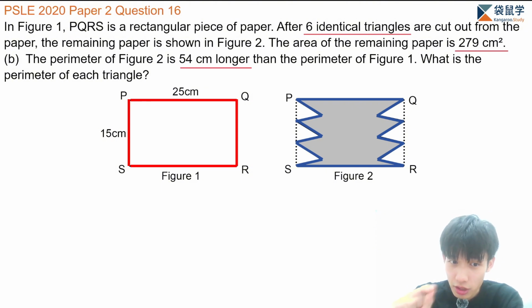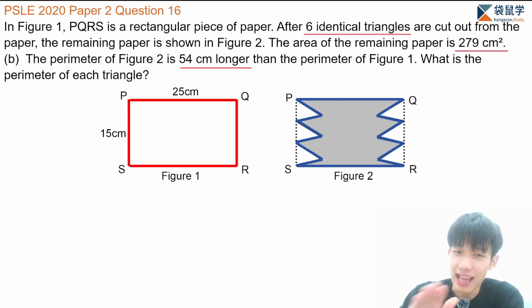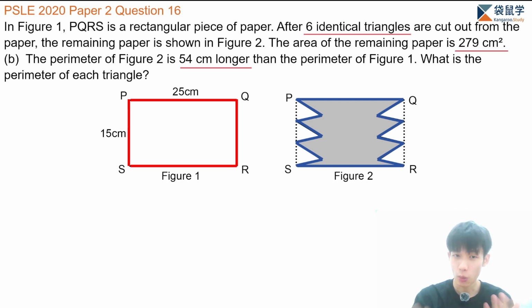Now, actually we can find the perimeter of figure 1 by using the length and width times 2. And then we can find figure 2 by using the perimeter of figure 1 plus another 54. But let's think of it another way. Since what we're given is the difference between the perimeters, we are actually comparing two perimeters. And when comparing two perimeters, is there any length that they both have?